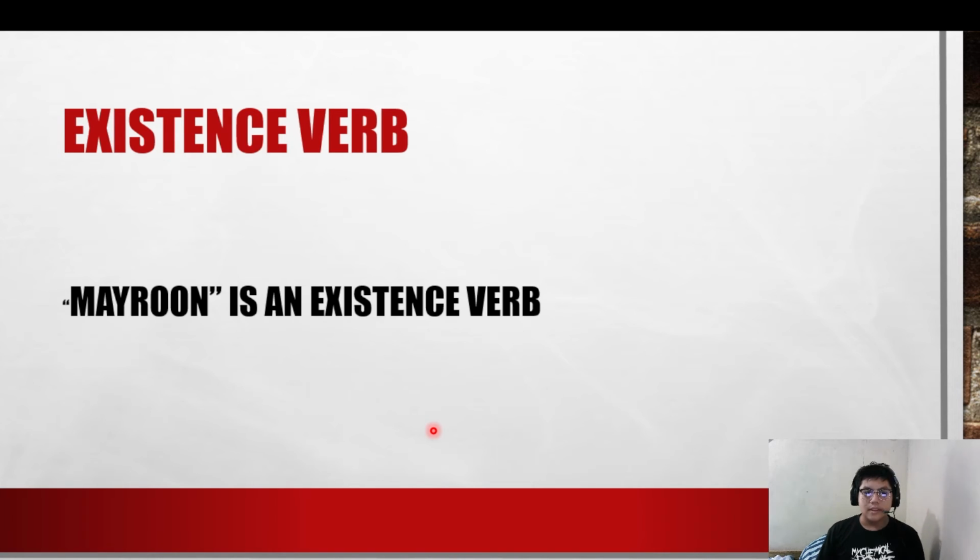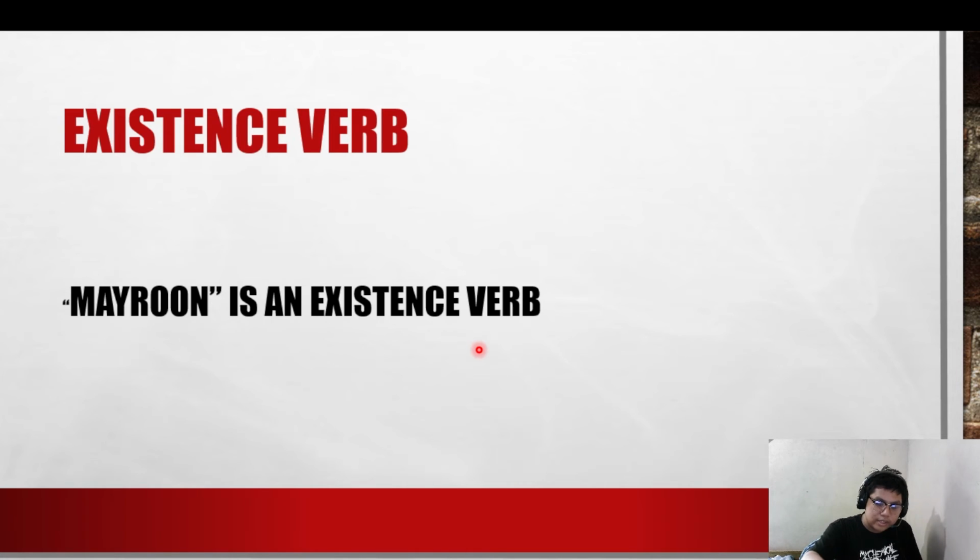There's a little bit of parallel between this and Japanese. In Japanese we have aru and iru. This is kind of like that, except you don't differentiate between living and non-living. Mayroon is simply an existence verb. There is. It doesn't directly translate to exist. Rather, it tells you what exists. It tells you that something exists.